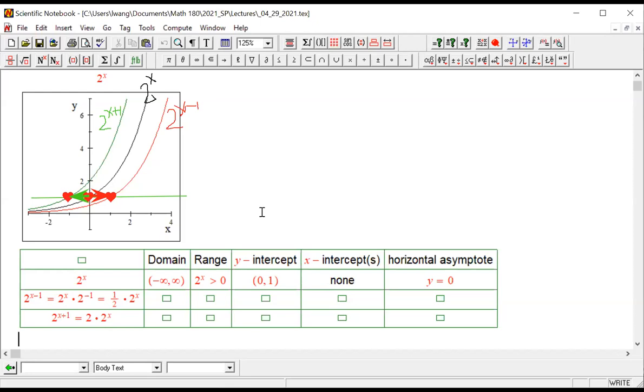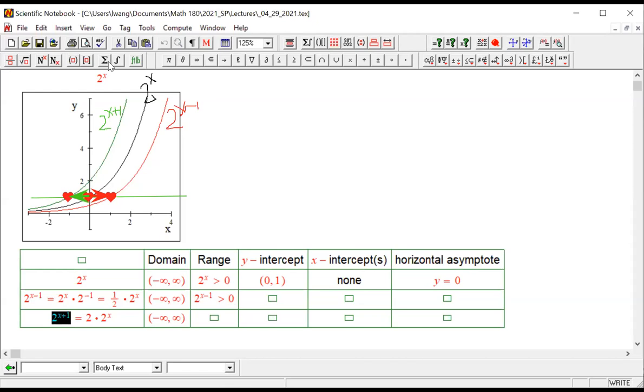Okay, and next, I wish you guys to give me the domain, range, and intercepts. Domain should be all the same, right? How about range? The range is all the same too. That's right. Perfect. Yes, very good. 2 to the power x minus 1 is also larger than 0, right? And 2 to the power x plus 1 is greater than 0. Wonderful.